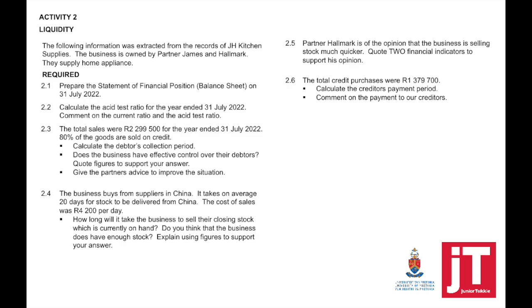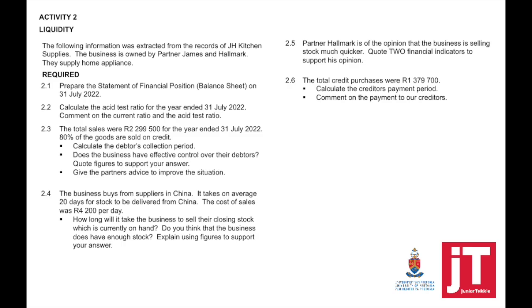2.4. The business buys from suppliers in China. It takes on average 20 days for stock to be delivered from China. The cost of sales was 4,200 per day. How long will it take the business to sell their closing stock, which is currently on hand? Do you think that the business does have enough stock? Explain using figures to support your answer.